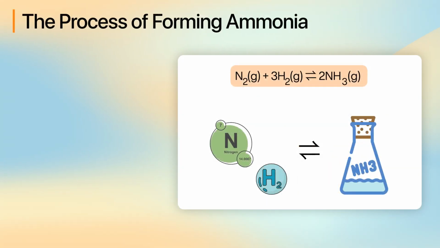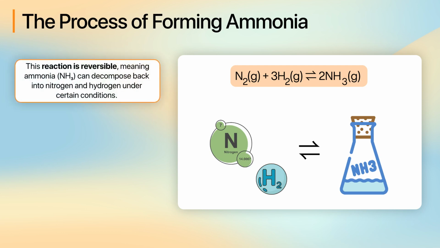The chemical equation for the Haber process is N2 plus 3H2 produces 2NH3. These are all in gas form. This reaction is reversible, meaning ammonia, NH3, can decompose back into nitrogen and hydrogen under certain conditions.